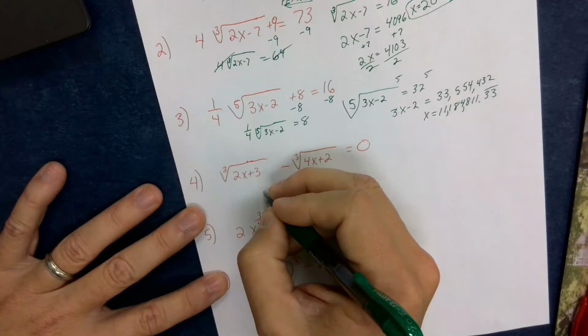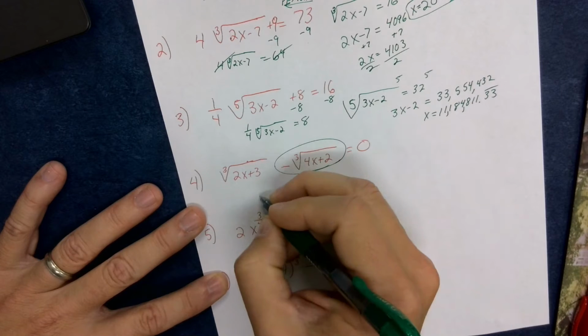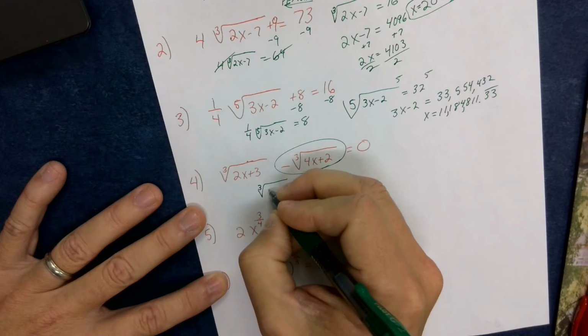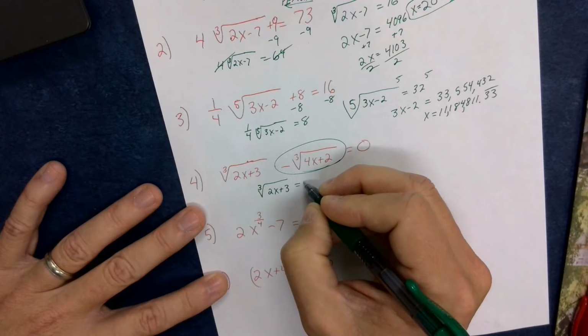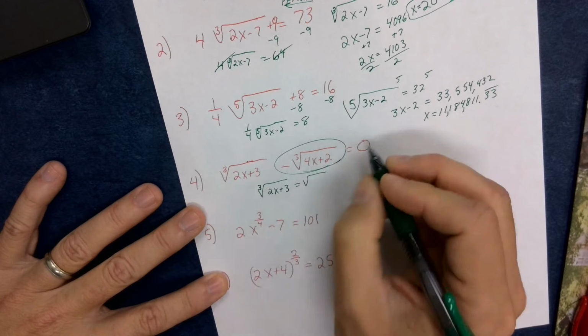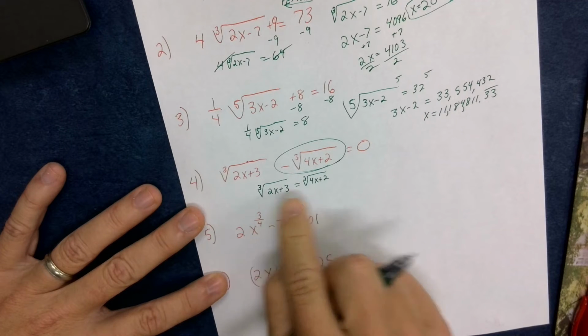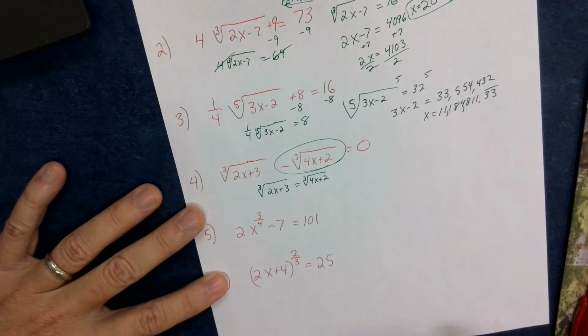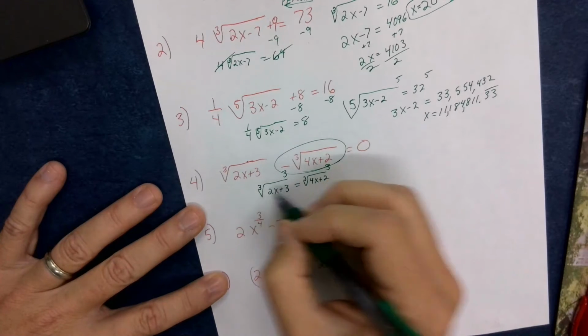So now I'm going to move this whole thing to the other side. So now I've got the cube root of 2x plus 3 equals the cube root, because from minus to positive, cube root of 4x plus 2. So now I got this equals this. Hey, I should cube both sides. So I cube both sides, and that should kill the radical.